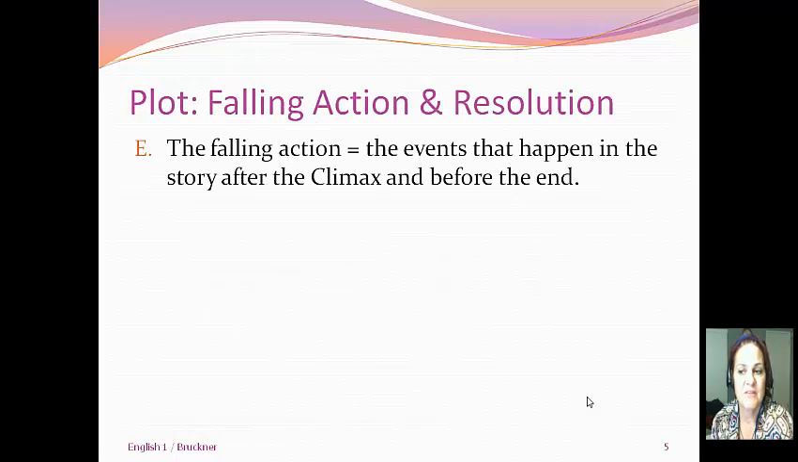Then we have the falling action. The falling action is different for each story. It can be long and drawn out. It can be very short. It can be non-existent. It depends on the story. All the events that happen between the climax and the end of the story, it's called the falling action.